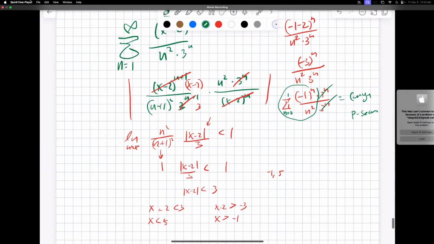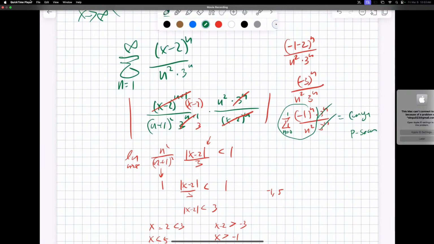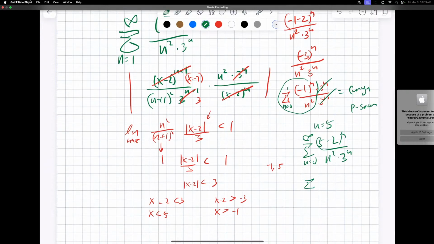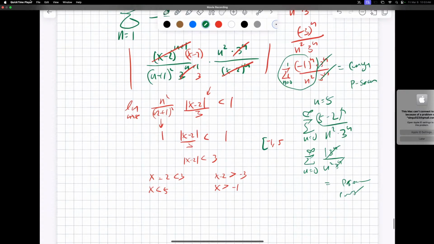And I'm going to do 5. What happens if I plug in 5? Summation, n equal to 0 to infinity, of (5 minus 2) to the n squared times 3 to the n. This one, summation, n equal to 0 to infinity, 3 to the n over 3 to the n squared. Cross it out. P series again. Converge. So therefore it is a bracket.